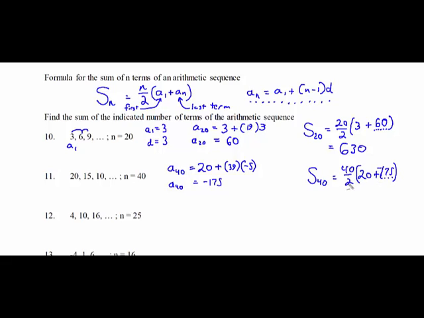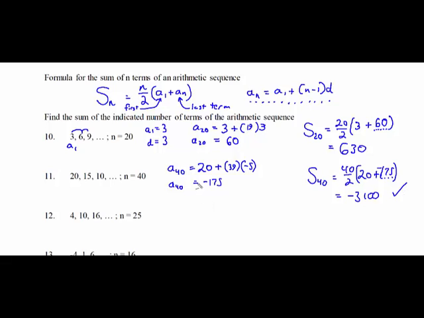So that negative 175 goes inside here. This is going to be 40 divided by 2, or 20, times negative 155, and that answer is negative 3,100. So if I added up the first 40 numbers starting with positive 20 and subtracting 5 each time, by the time I get to the 40th number and add all those up, I'd have over 3,000 in the negative.